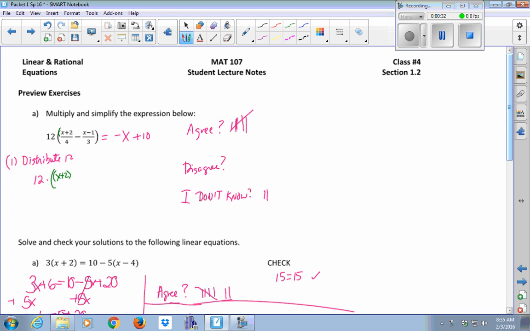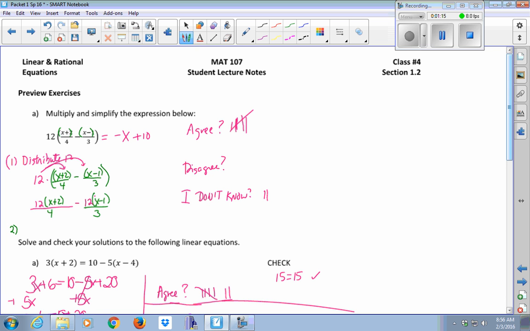Anytime I have a numerator or denominator with more than one term, I always put it in parentheses. It's always the first thing that I do when I look at a problem that has fractions in it. So the first thing I'm going to do is distribute this 12 and multiply each one of these. So 12 times x plus 2 all over 4. I might as well just keep it in the numerator and write one big long fraction bar. Take away 12 times x minus 1 all over 3. So you can see here that I distributed the 12 times each of those fractions inside.